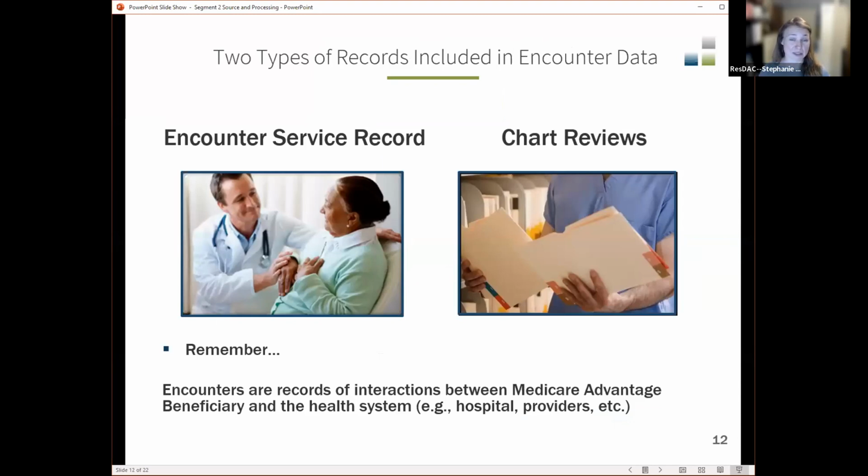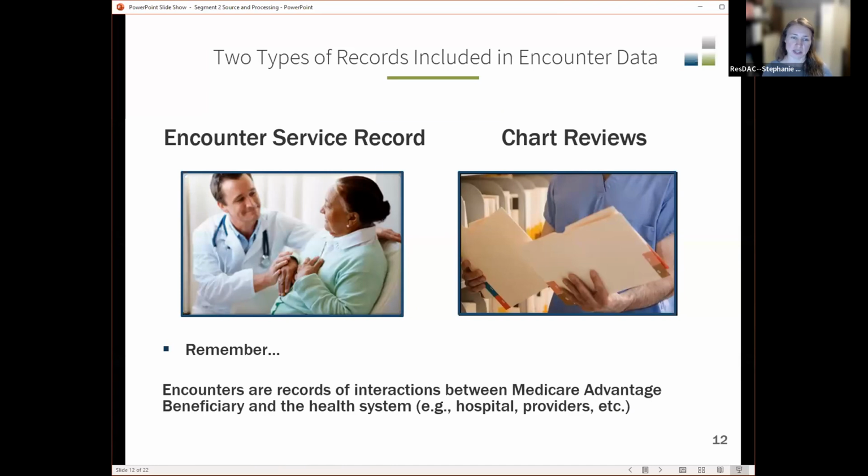There are two types of records that are included in Encounter Data. Remember, this is the plan explaining to CMS, this is what the patient has required and what kind of diagnoses they have. So there are service records, which generally have a procedure code associated with them, and the procedure can be just a physician visit. It could be a CPT code for a physician visit or a surgery or a lab.